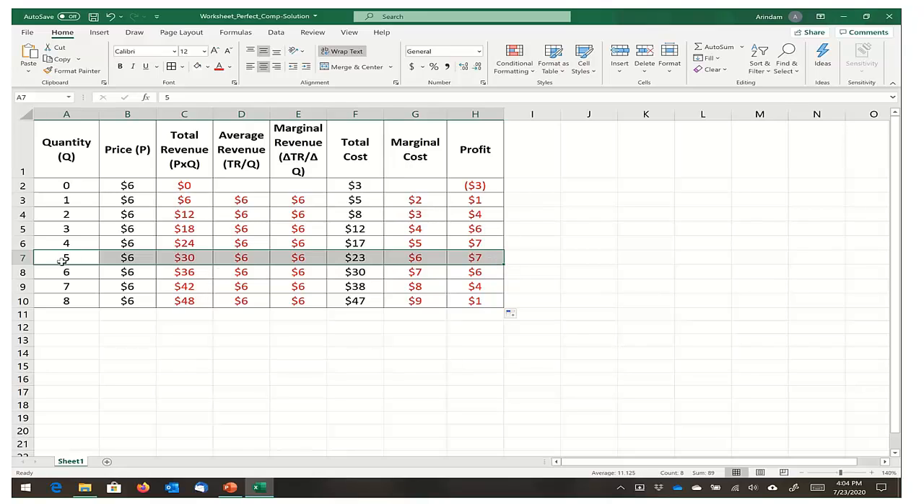Next we'll try to understand something called a profit maximization condition in the next slide, and we'll try to understand that better.